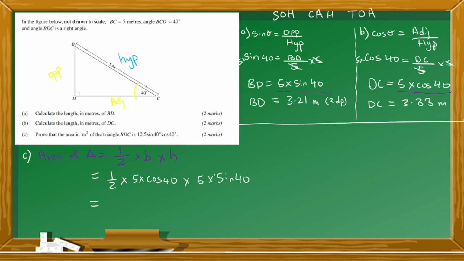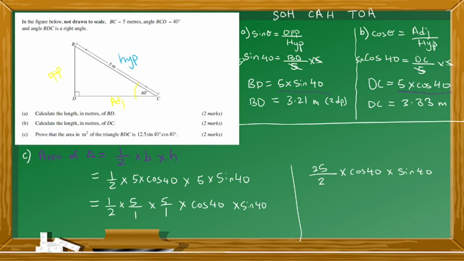We're multiplying, so we're just going to rearrange these and multiply the constants. So half times 5 over 1 times 5 over 1 times cos 40 times sine 40. And when we multiply these, 1 times 5 times 5 gives us 25 over 2 times cos 40 times sine 40. And we can simplify this. 2 into 25 will give us 12.5. And we can just write it as we see there.